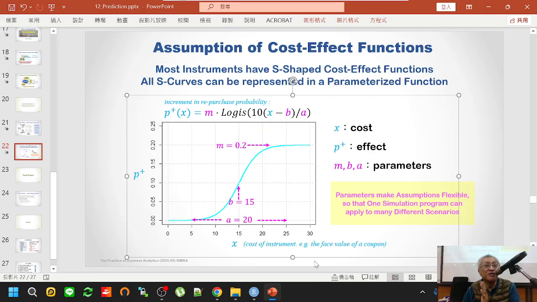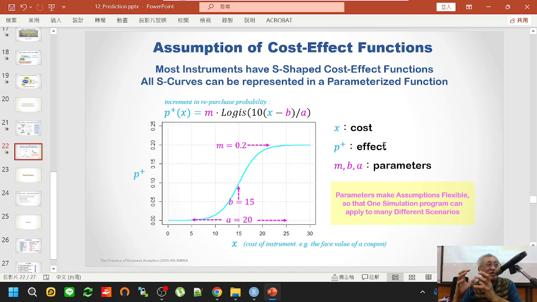This is the face value of the cash coupon. And this is the percentage that the cash coupon on average would increase the buying probability, the amount of increment of buying probability. Okay, and that delta P is actually a function of X, right? So you need to make an assumption for each of these marketing instruments, right?